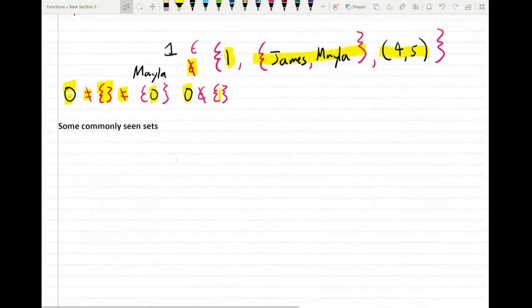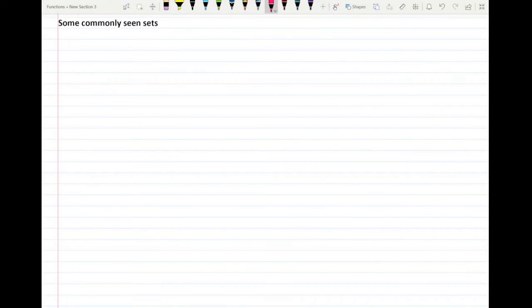Alright, for the last part of the video, I just want to talk about a few sets that are seen commonly enough that there's agreed upon symbols to talk about them with. First one we've already talked about, the empty set. This, we've seen, is denoted using this symbol. Then there is the natural numbers, which is denoted using this N with a bar. So these are the natural numbers. This is the non-negative whole numbers.